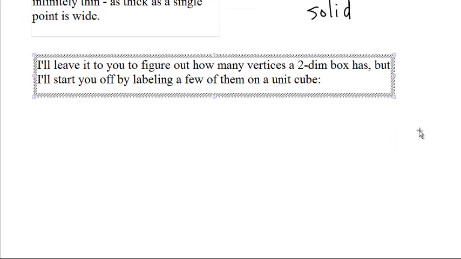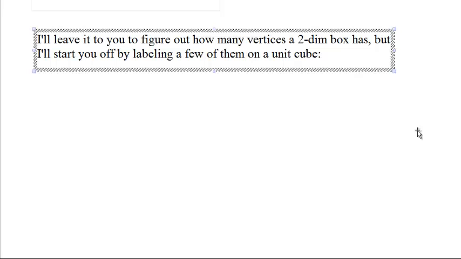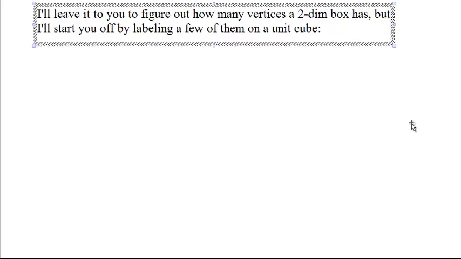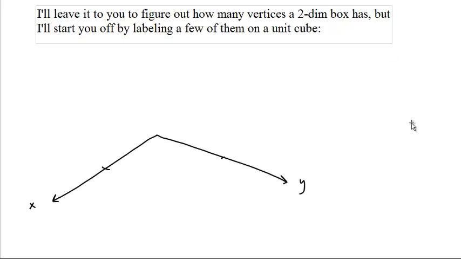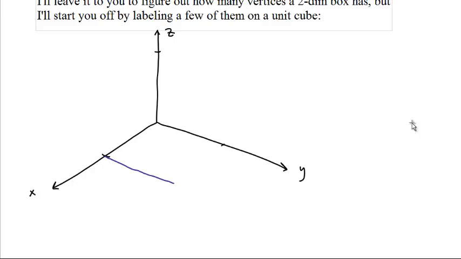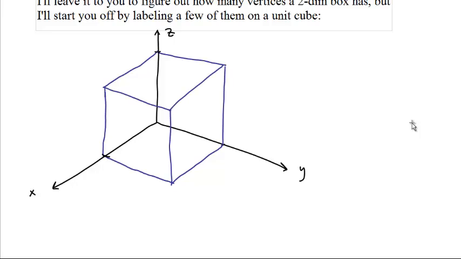Now, I'm going to leave it to you to figure out how many vertices a 3-dimensional box has, but I'll start you off by labeling a few of them on a unit cube. A unit cube is a 3-dimensional object. We need an x-axis, a y-axis, and a z-axis. Again, all of the sides are going to be parallel to one or the other axes. That's parallel to the y-axis, that's parallel to the x-axis, that's parallel to the z-axis, and so we construct a box.